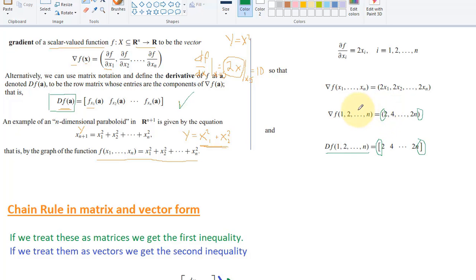So the gradient evaluated at a particular point is this vector. The derivative evaluated at this particular point is this matrix. So basically, if we want to use a vector, we'll call it the gradient. And if we want to use the matrix form, we'll call it the derivative. So let's go back to our chain rule, and we can do it in matrix form and in vector form.